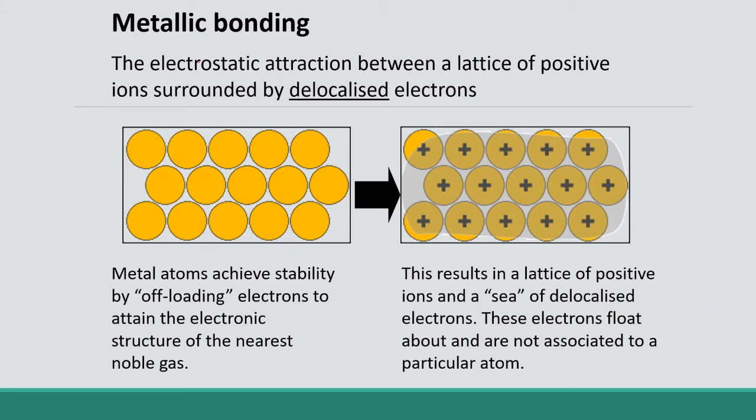So the way you can describe it is the electrostatic attraction between a lattice of positive ions surrounded by delocalized electrons. The metal atoms achieve stability by sort of offloading electrons to attain the electronic structure of the nearest noble gas. This results in a lattice of positive ions and a sea of delocalized electrons. These electrons float about and are not associated to a particular atom. So the sea of delocalized electrons is the feature of metallic bonding, and that's what gives metal the physical properties that we are going to discuss in the next video.